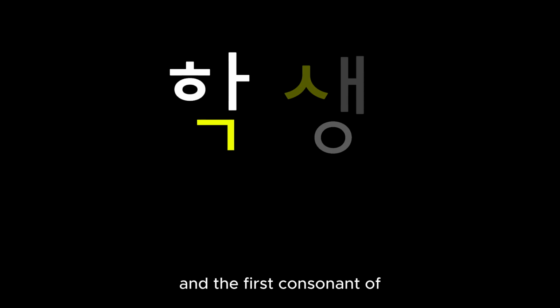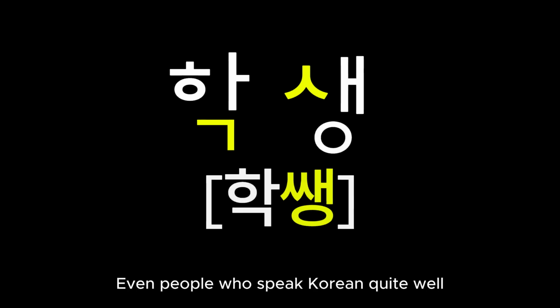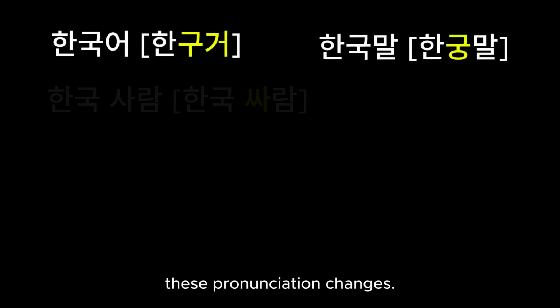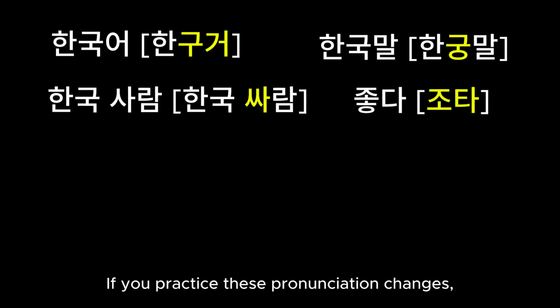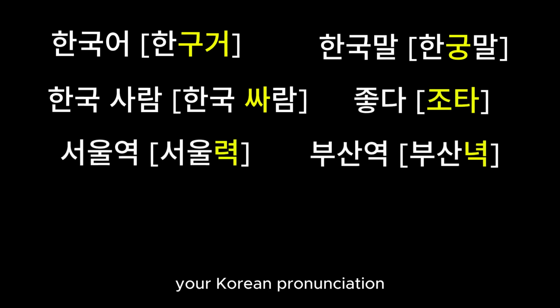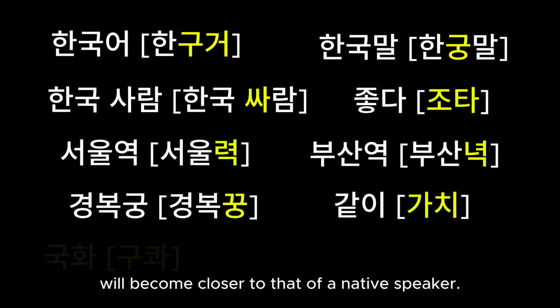There are many pronunciation changes in the Korean language. It mostly occurs when the final consonant of the front letter and the first consonant of the next letter meet. Even people who speak Korean quite well find this difficult. There are dozens of different types of these pronunciation changes. If you practice these pronunciation changes, your Korean pronunciation will become closer to that of a native speaker.